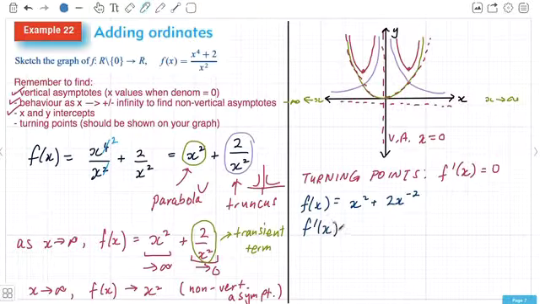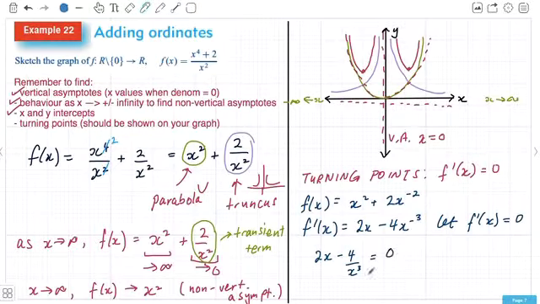It's easier for me then to differentiate this to 2x minus 4x to the minus 3. And now what I'm going to do is set that derivative to 0. So I've got 2x minus 4 on x cubed equals 0. That implies that 2x equals 4 on x cubed. And that means that 2x to the power of 4, I'm just taking this up, multiplying it through, equals 4.